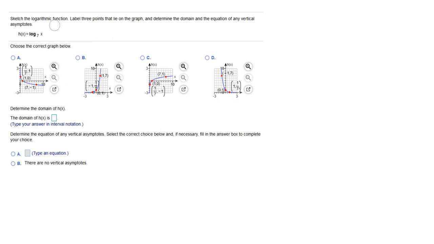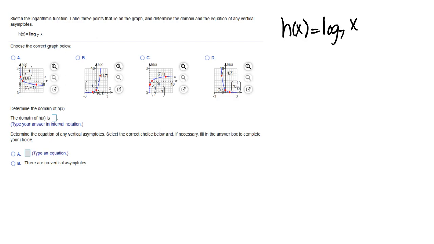Sketch the graph of the logarithmic function. Label 3 points that lie on the graph and determine the domain and the equation of the vertical asymptote. So our function is given to be h of x equals log base 7 of x. We want to draw a picture. We want to find ordered pairs that go with this function.